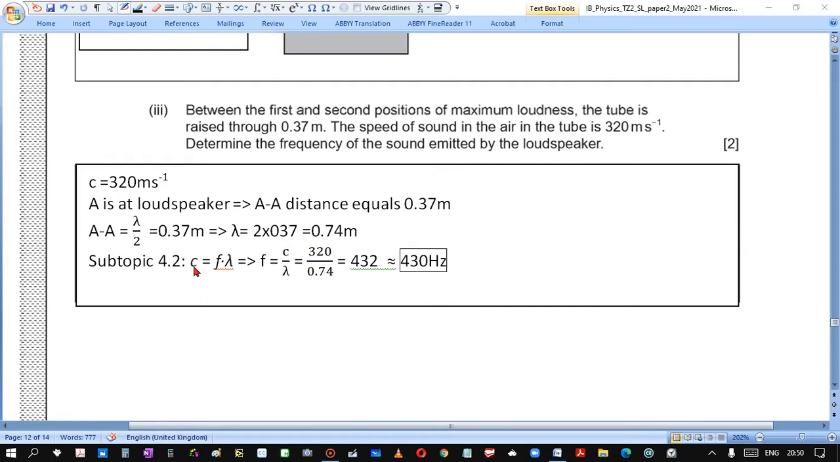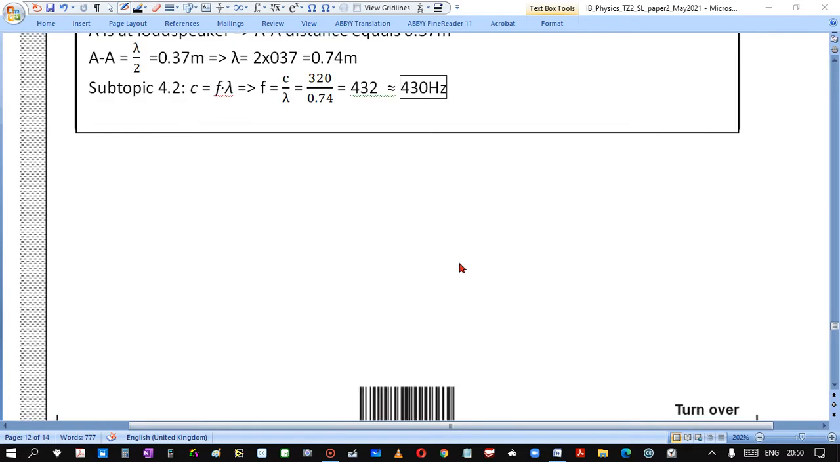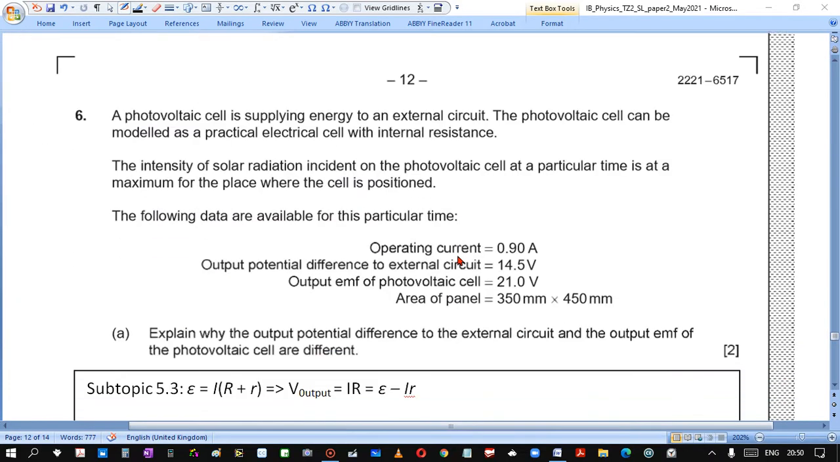Subtopic 4.2 gives us the formula for speed. We rewrite this formula for frequency and we get 430 Hertz. Two significant figures.